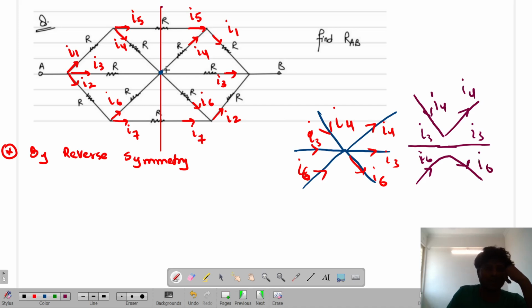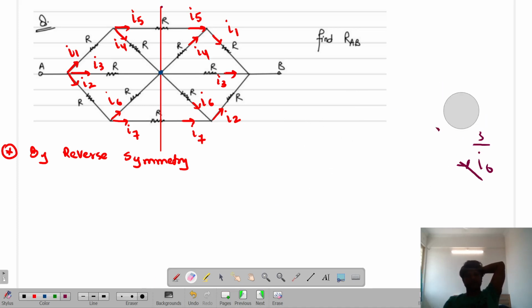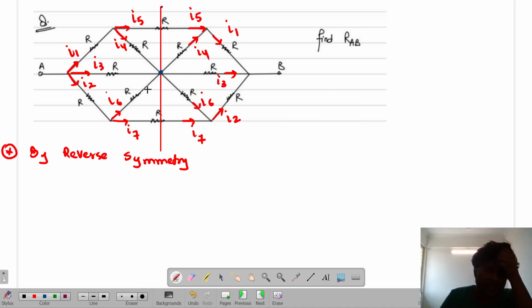So this junction will break, because I have to always connect the same current to the same wire. If the same current is there, it should move in the same wire. So this junction will break into this type. This is the idea of reverse symmetry: wherever you find a many-wire junction, it breaks into a very easy form that can be calculated very easily.